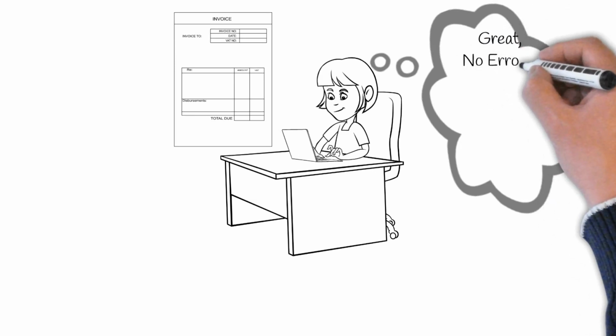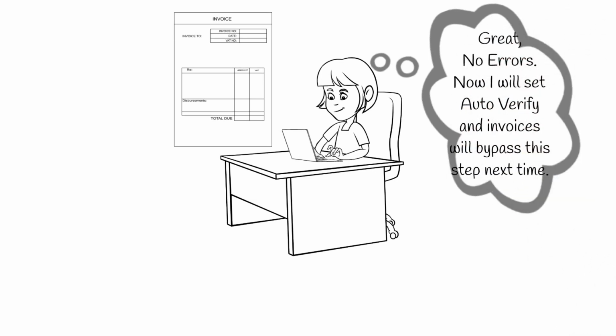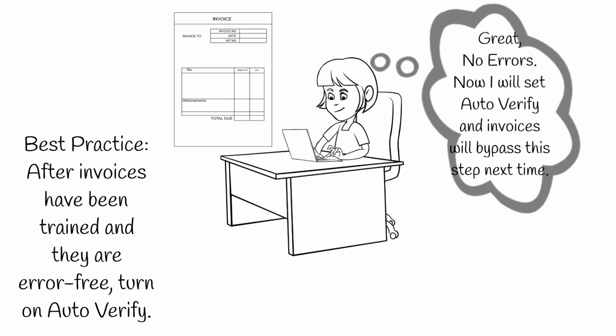Once there are no errors on the invoices, the human can change the vendor settings to auto-verify, which allows invoices without errors to bypass the verify step.